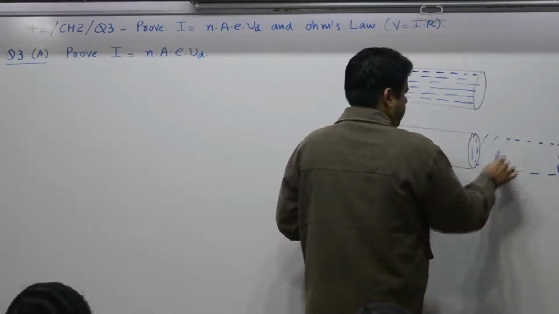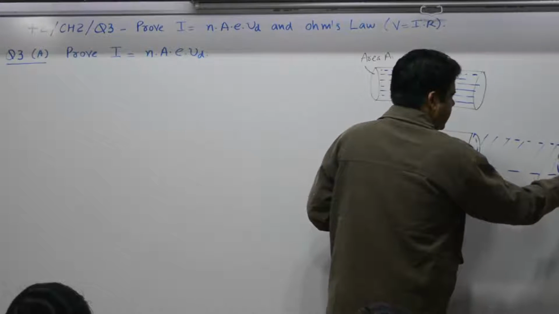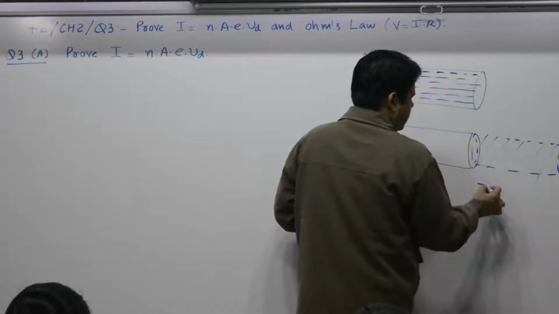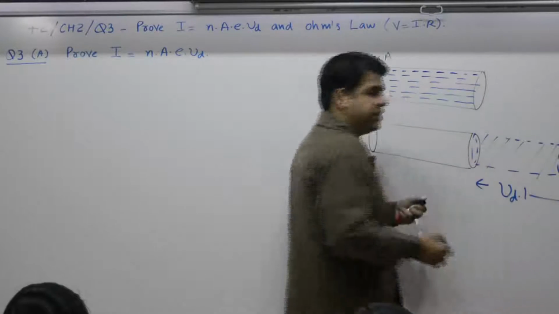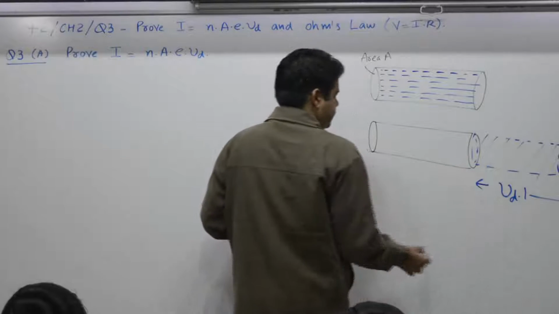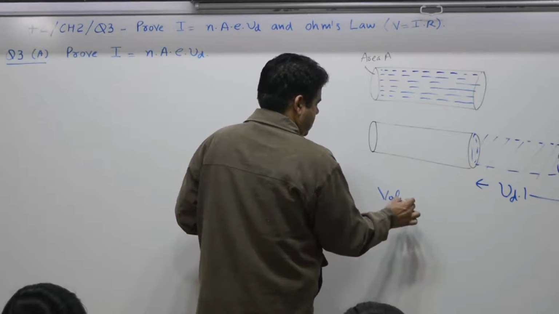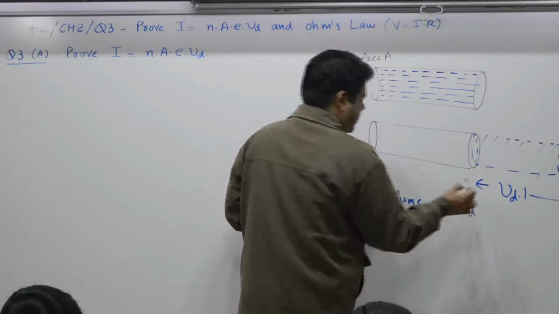This part, if the area is A, this area is A. Drift speed is Vd, then the distance covered in 1 second is Vd into 1. So what is the volume of this part? Volume of this part is A into Vd.